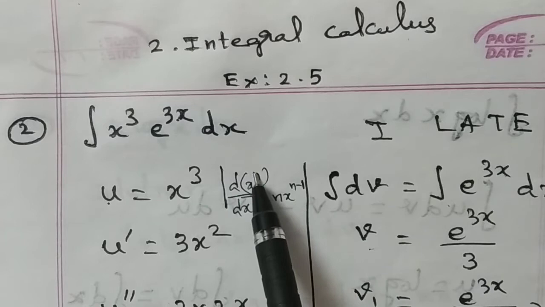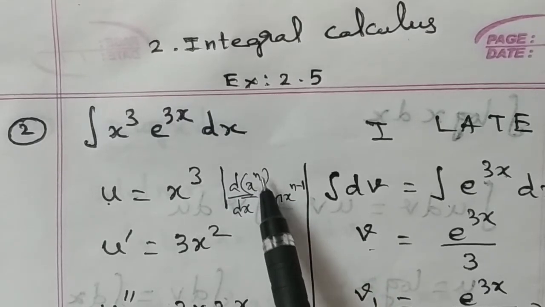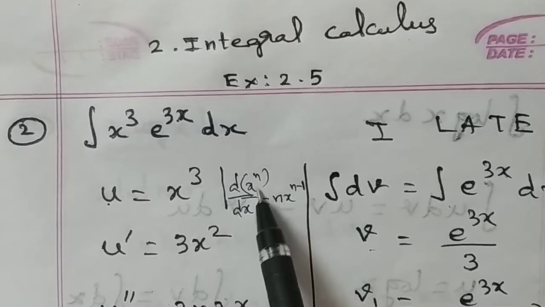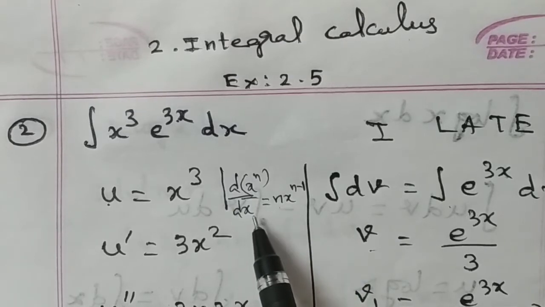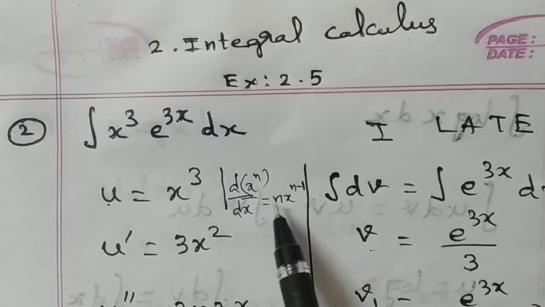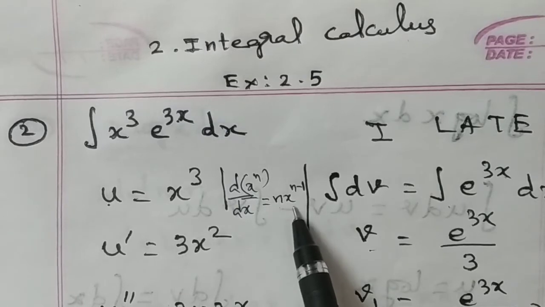What is the power n? Write the value here. Next, reduce the power by 1, giving n minus 1. This is the differentiation formula: the derivative of x power n is n into x power n minus 1.